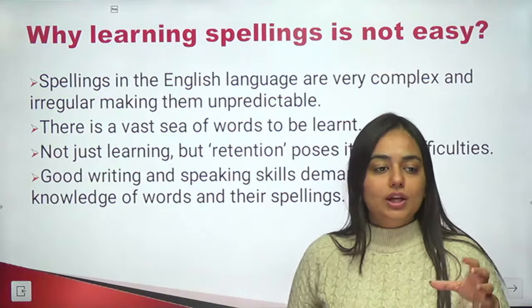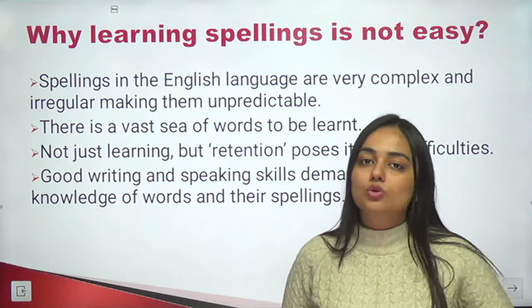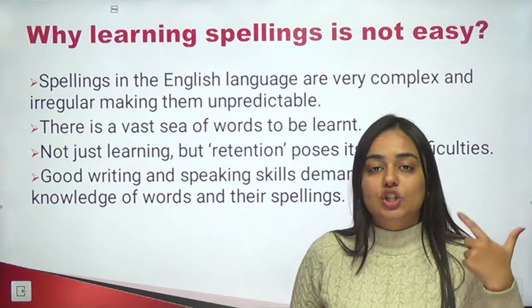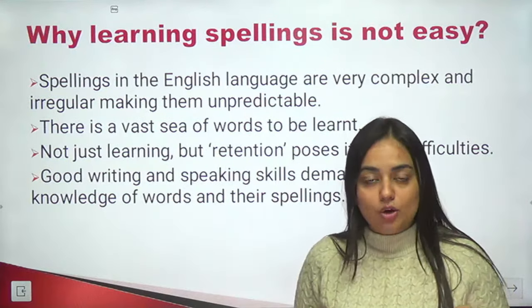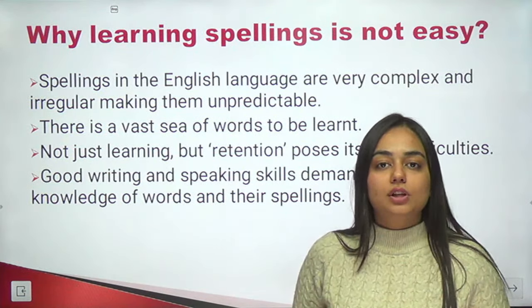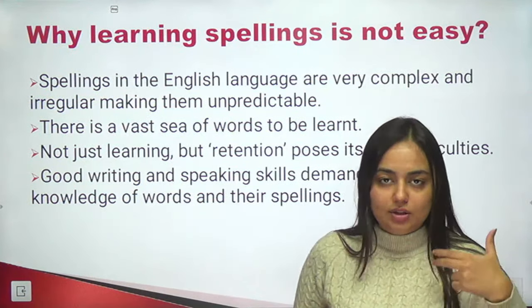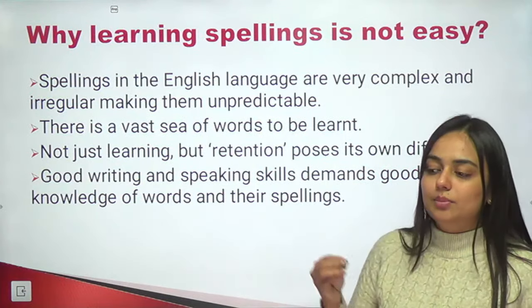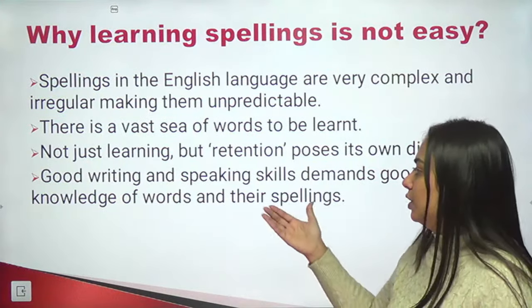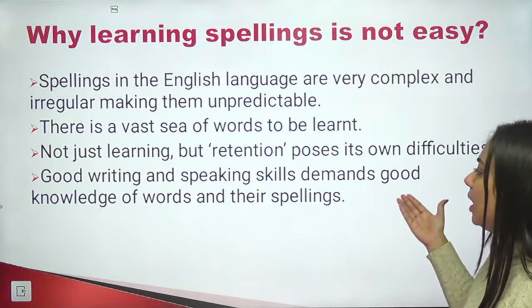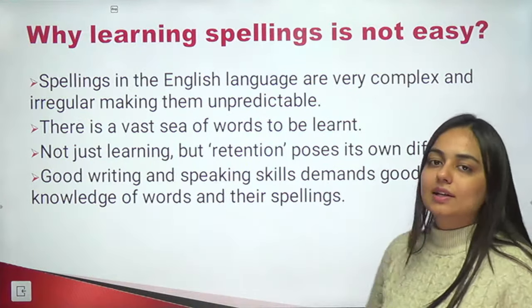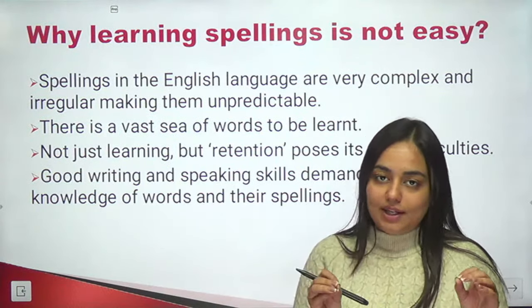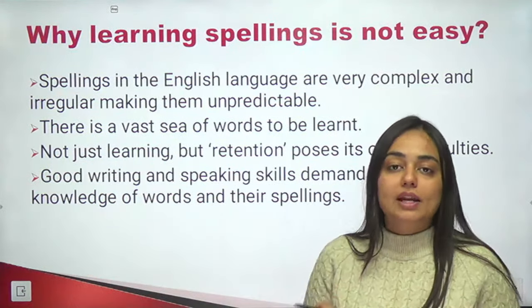तो एक चीज होती है किसी वर्ड को देख के उसका मीनिंग देखना और उसको लर्न करना, और दूसरी लेवल ऑफ डिफिकल्टी है उसको रिटेन करना. जब आप एग्जाम में हैं और आपके सामने चार ऑप्शन है, it often becomes difficult. You are not able to retain the meaning or the spelling of the word. तो इन चीजों की वजह से learning spelling becomes a little more difficult. Good writing and speaking skills demand good knowledge of words and their spellings. Now, it is inevitable. You cannot escape learning words and their spellings.